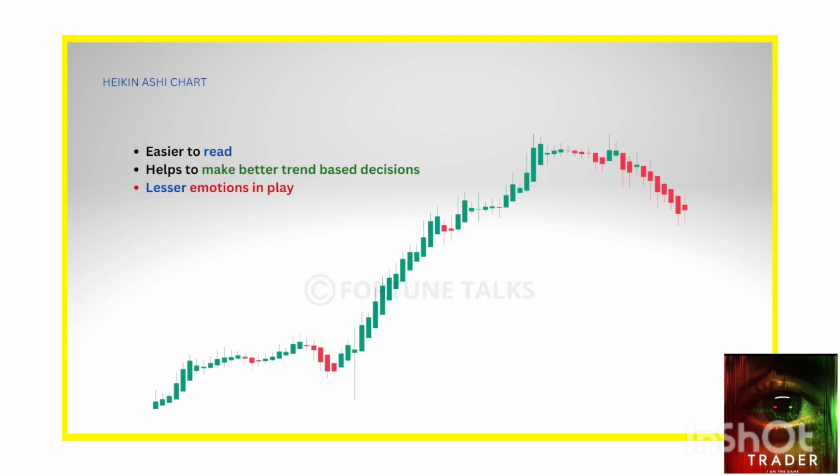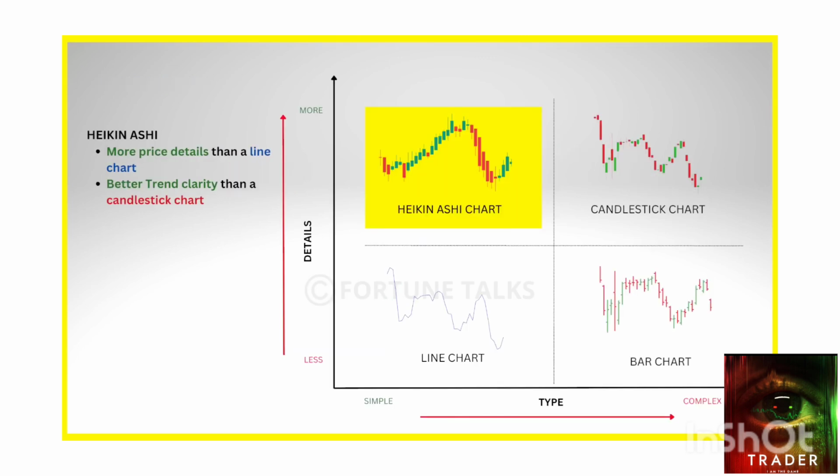So basically, Heikin-Ashi is a modified candlestick chart technique that rearranges how the price is displayed so that trend traders can have a higher confidence level when deciding whether to remain in a trade or exit their positions. Now, talking about details, it has a lot more detail than a line chart, though not as much detail as a candlestick chart. But in terms of trend analysis, it has a lot more clarity than a traditional candlestick chart, though not as much clarity as a line chart.